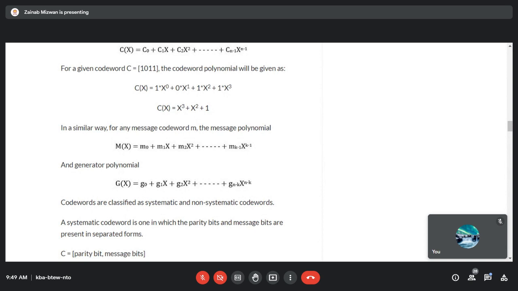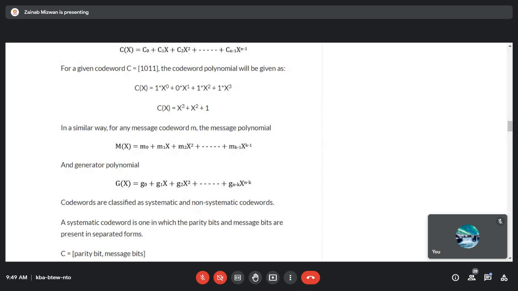Whatever message is given to us, we need to find out the code word. So you can see how the generator polynomial is given: g of x equals g0 plus g1 x plus g2 x square, up to g(n minus k) x raised to n minus k. Okay, so the generator polynomial's size, the highest power of x, will be n minus k.